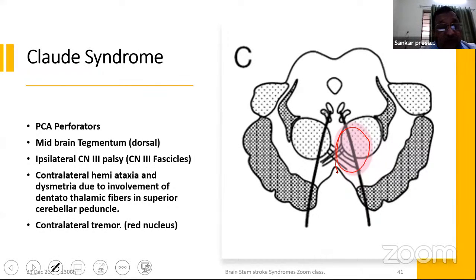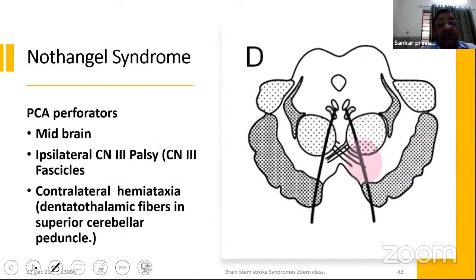And so you learned about Weber's, Benedict's, Claude's, and Nothnagel syndrome, in which you have contralateral hemiataxia because only the dentatothalamic fibers, that is from the cerebellum, the dentatorubrothalamocortical tract fibers, are involved. You will have contralateral ataxia. So you have learned four syndromes in the midbrain: Weber's, Benedict's, Claude, and Nothnagel. Now let's go to the pons.